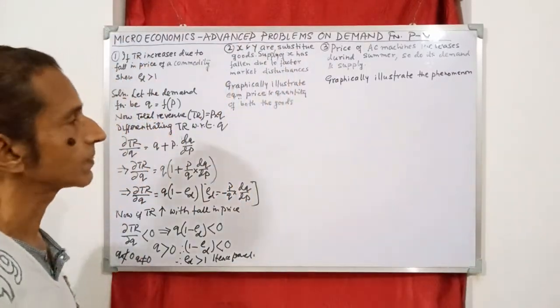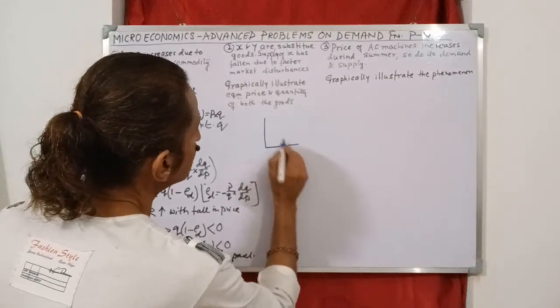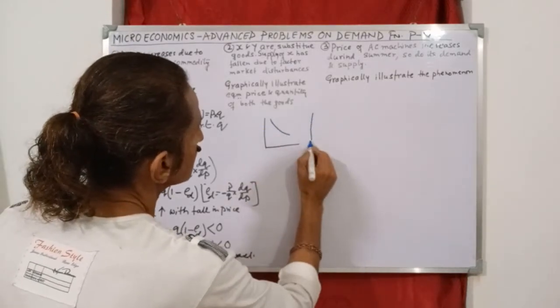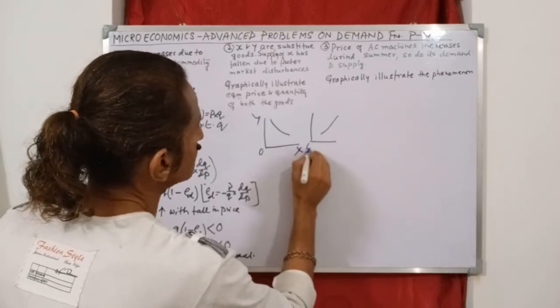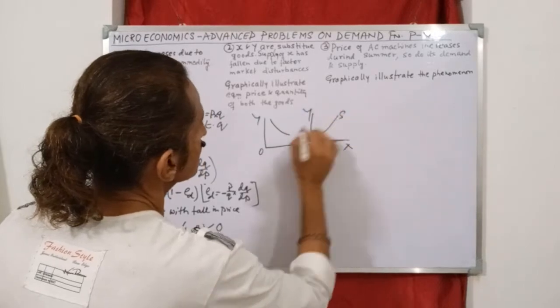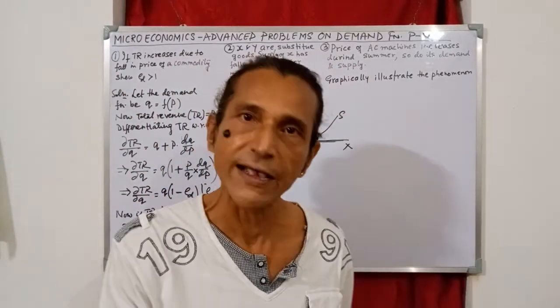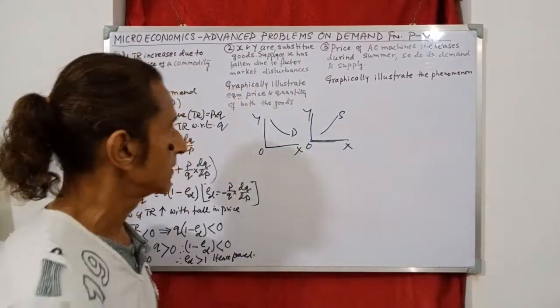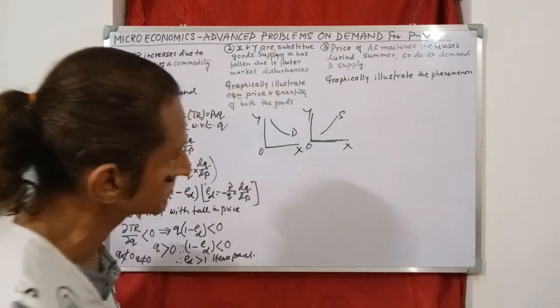You see, movement along the demand curve or supply curve takes place only if there is change in price of that commodity. Suppose this is demand curve and this is supply curve.